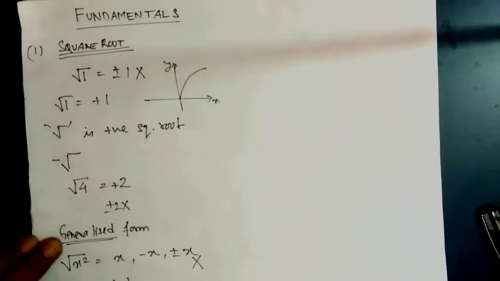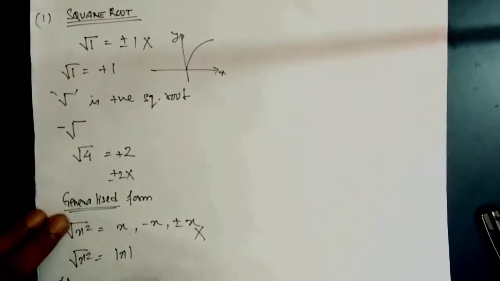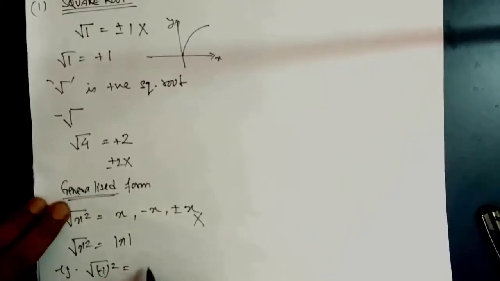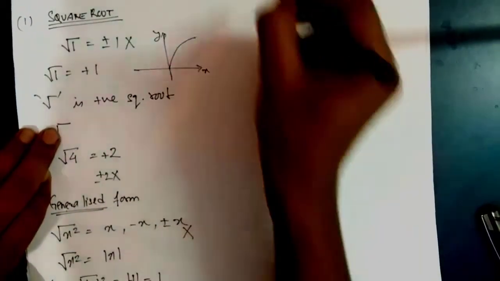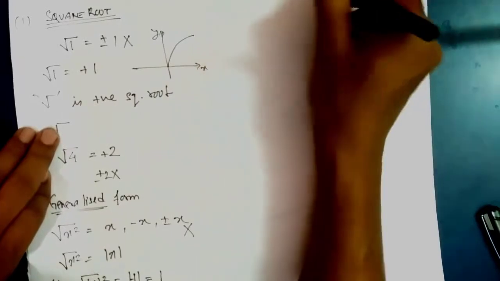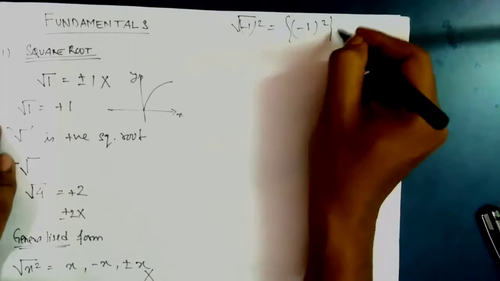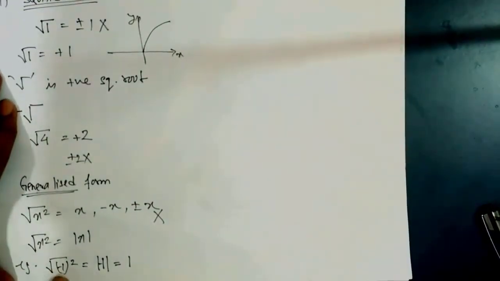For example, I can show you like this: under root of minus 1 the whole square is equal to 1. If you think that under root of 1 is actually minus 1 because the square and the under root cancel, this is the wrong concept. Under root of minus 1 square is equal to mod of minus 1, and this mod will make it positive, and its value will be plus 1.